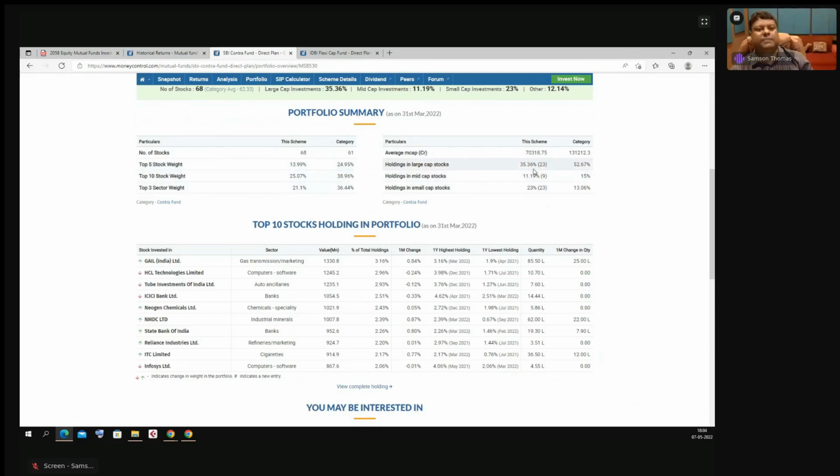Holding in large cap is 35%, while the category has 52%. Wow. So this may be one of the reasons that it is performing better than the category. You see, only 35% is in the large cap, while they are trying to find more value in the small cap. The category is invested 13% in small cap, while they are invested 23%. They are trying to find out value here.